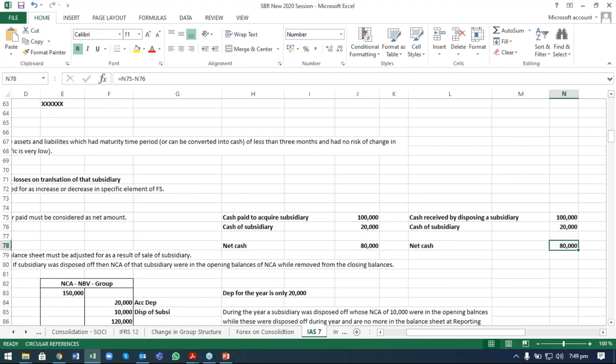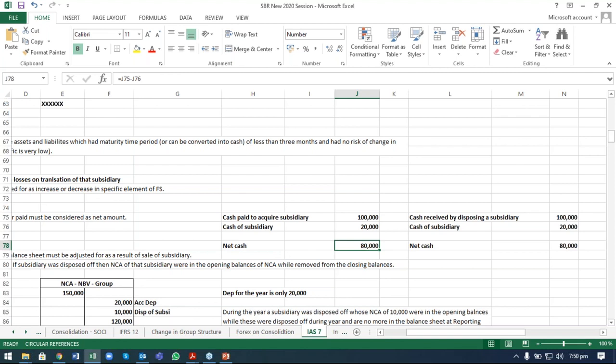So the net cash you have gained control over, that's 80,000. It's the same case. Whenever you are looking into the cash delivered for the acquisition of a subsidiary or cash received from disposing of a subsidiary, that should always be accounted for in a net position. Now I'm going back to give you a linkage between these two.